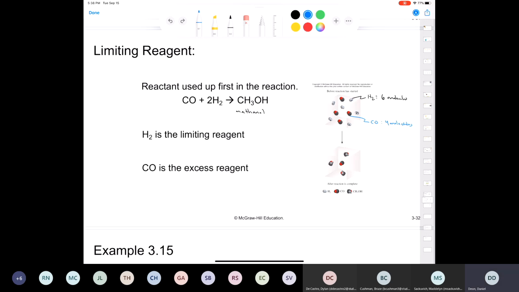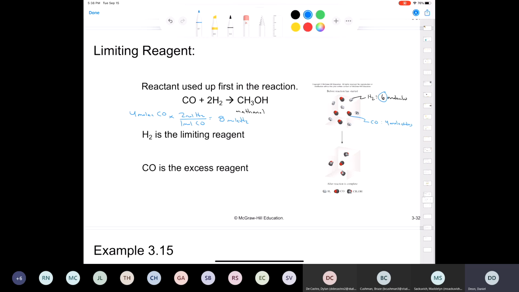How do you know that? Because if I have 4 molecules of CO, and I know that for every 1 mole of CO I need 2 moles of H2 from my balanced equation, that would mean that I need 8 moles of H2. I don't have 8 moles. I only have 6 molecules.